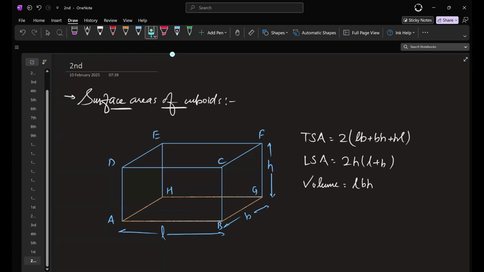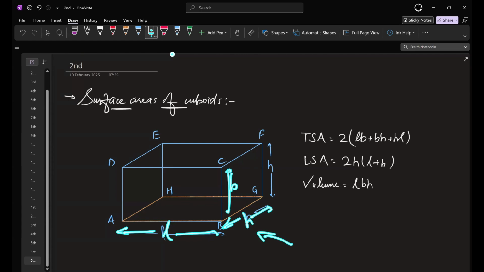If you are given a question anywhere and the convention has not been given, then what convention are you going to use? The one which I have drawn here. This is length, this is breadth, and this is height. You can also assume this to be the length, and you can assume this to be the breadth and this to be the height.